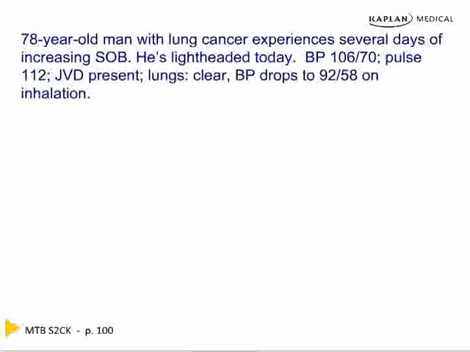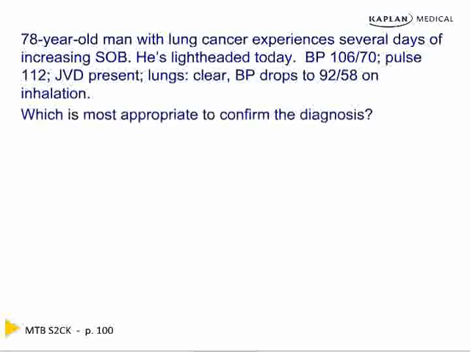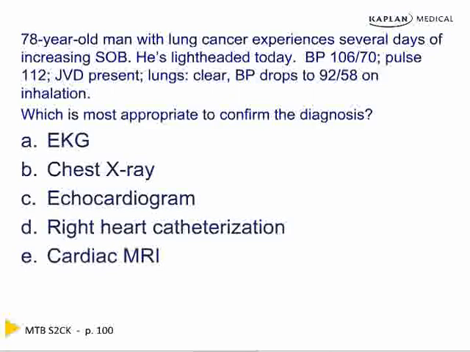A 78-year-old man with lung cancer has several days of increasing shortness of breath. He's lightheaded, he's hypotensive a little bit, he's tachycardic and his blood pressure drops. And you can see that there are clear lungs, tachycardia, hypotension, distended neck veins, and most importantly, it drops by 14 points of systolic pressure on inhalation. 14 points. What's the most appropriate test to confirm this diagnosis?